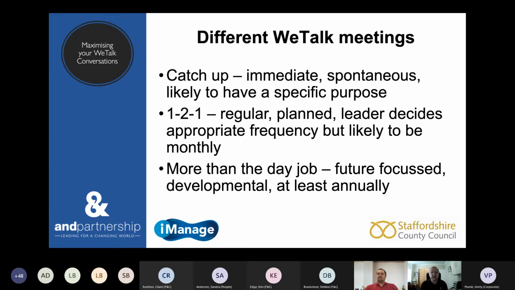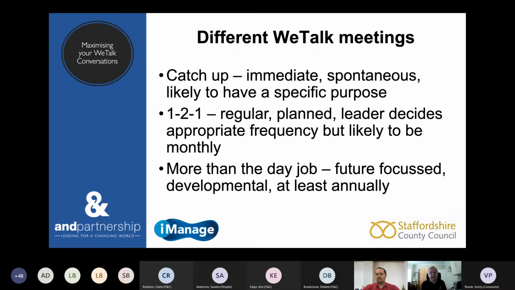Welcome to those people who are just joining us, but we're only just starting now, so we're just getting into the different types of WeTalk meetings that we can have. Now, the 3 meetings have been defined as catch-up, one-to-one, or more than the day job. So just to explain a bit about each one, just so people are aware of why you might organise one of these 3 meetings.